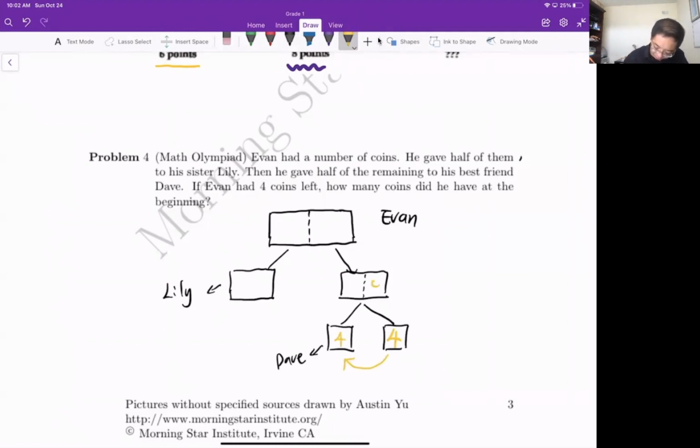All right, so 4, 4, 4, which means this one is 8. And equal part, this is 8, this is 8, this is 8. So what we derive is the total is 8 plus 8, which is 16. So initially, Evan had 16, right? So we say, okay, 16, you split in 8, 8, and for 8, you split in 4, 4, right?